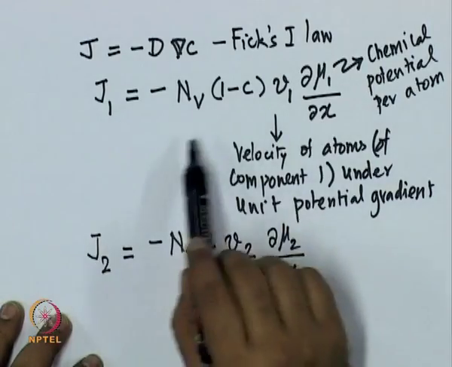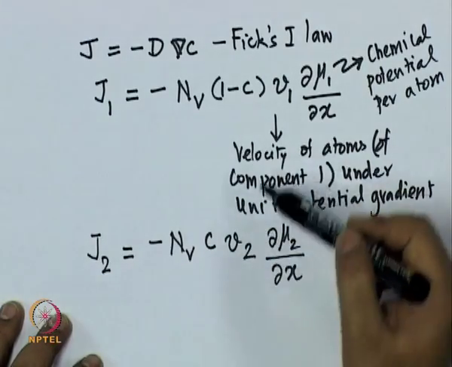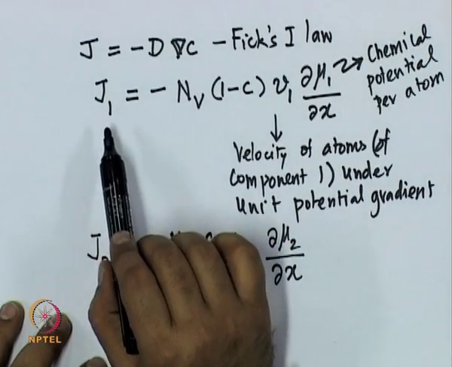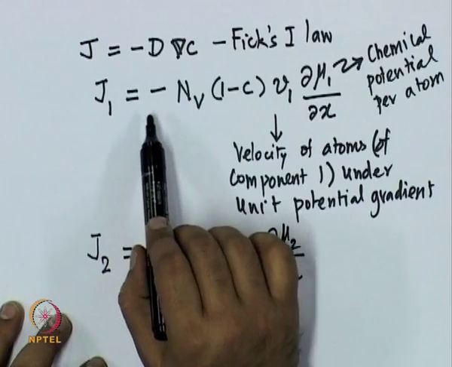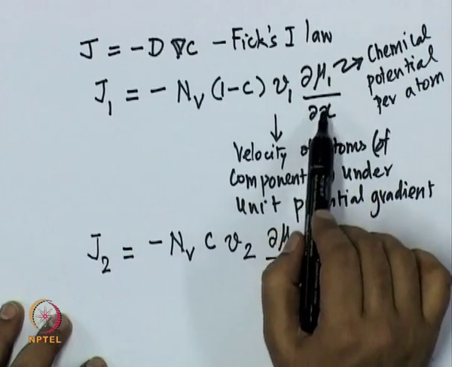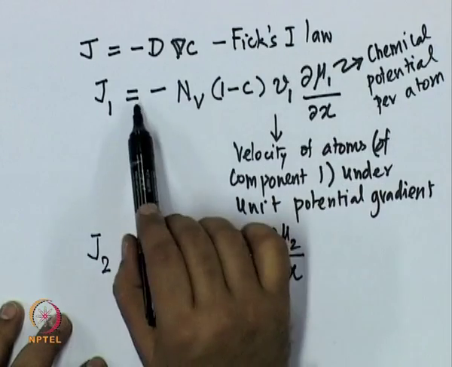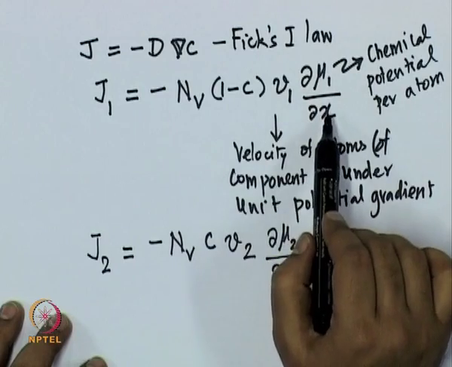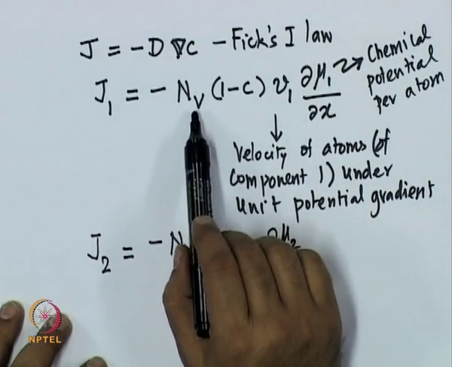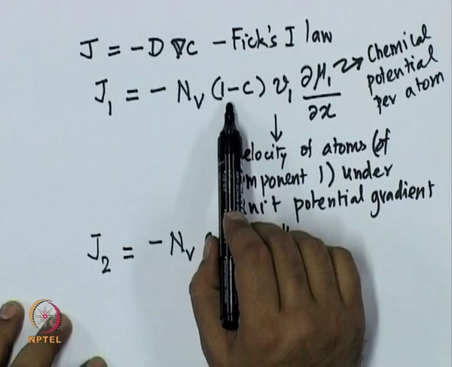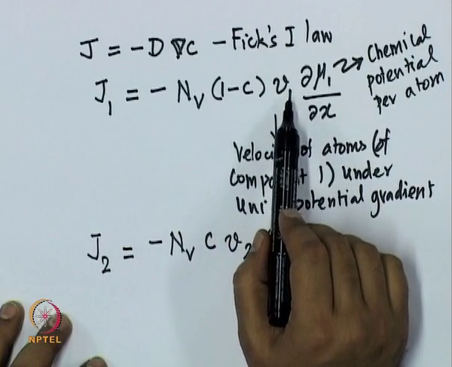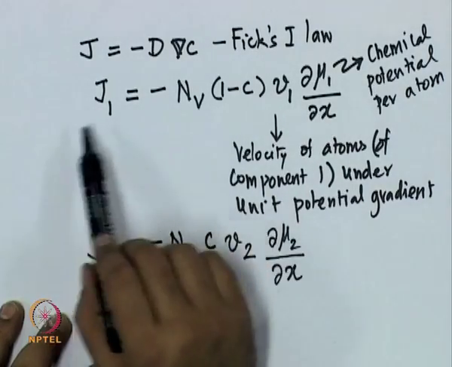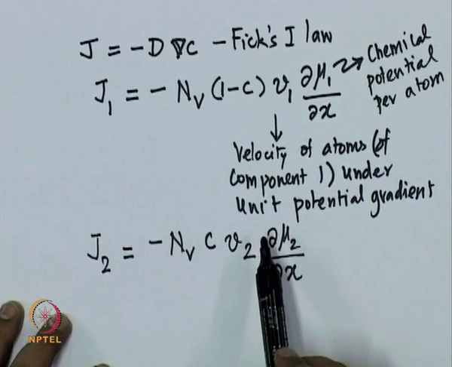I have not introduced mobility yet; I am going to define mobility at the end of this derivation. But for now I am going to say that the flux of atoms of type 1 is given by, of course, going against the gradient of the chemical potential, so that is why a minus sign is there. The chemical potential gradient is multiplied by the total number of atoms, the composition, and the velocity of that type of atoms under unit potential gradient. That is going to define the flux, and similarly you can define a flux for B atoms.